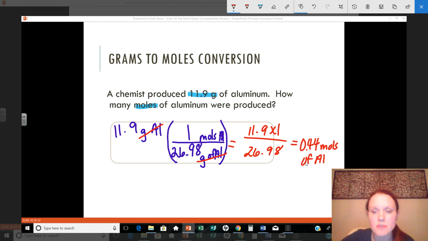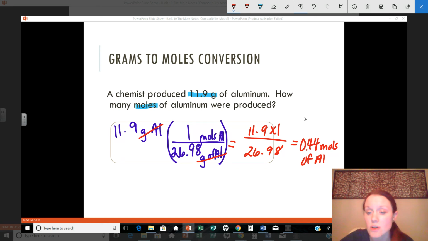So let's process a little bit of what we just did there. This amount of aluminum right here, 0.44 moles, is the same amount as 11.9 grams. All we did here was convert the units. 11.9 grams of aluminum is 0.44 moles of aluminum. All you're doing is changing the units. You're going from grams to moles.